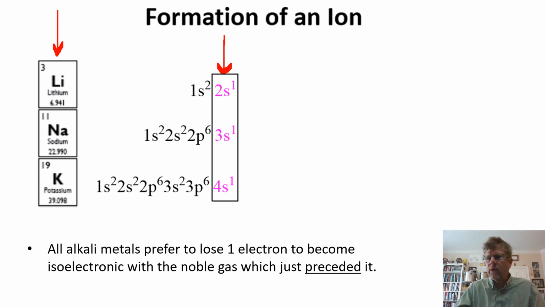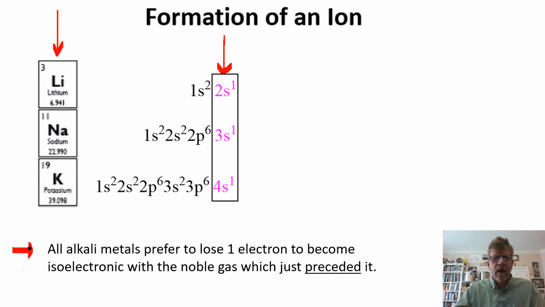If we looked at a Lewis structure, each of the lithium, sodium, and potassium would have that one dot associated with it. So what does it do with that one dot? Alkali metals, as seen in this bullet point, prefer always to lose one electron. Now, why is that? When we lose one electron, we become singly positively charged. One electron is lost because by losing one electron, it becomes isoelectronic with the noble gas, in this case, which just preceded it, because that noble gas is closer.